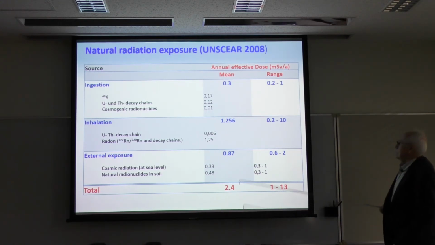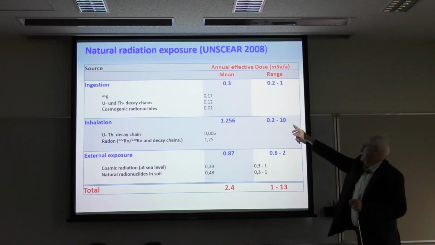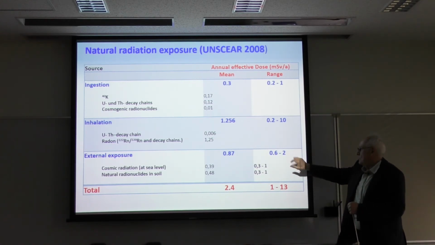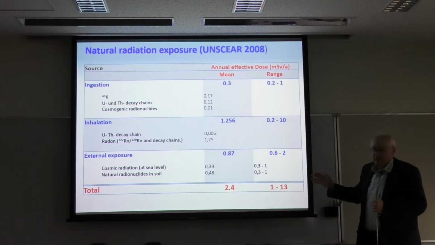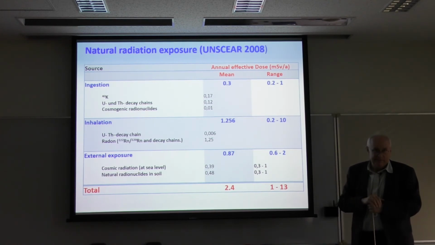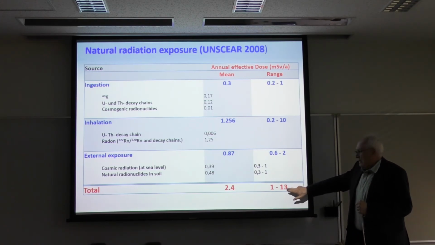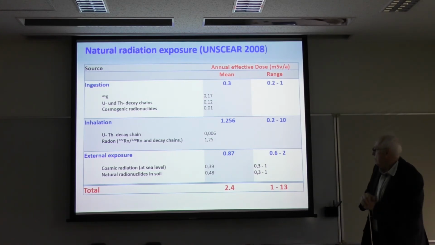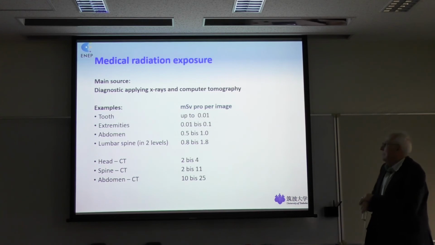The ingestion varies from 0.2 to 1 millisievert per year. The inhalation from 0.2 to 10 millisievert per year, in particular due to the inhalation of radon, and external exposure 0.6 to 2 millisievert per year. In total, the range is about 1 to 13 millisievert per year. However, there are areas on Earth where the annual dose from natural sources is even higher than this upper range. So this varies widely.